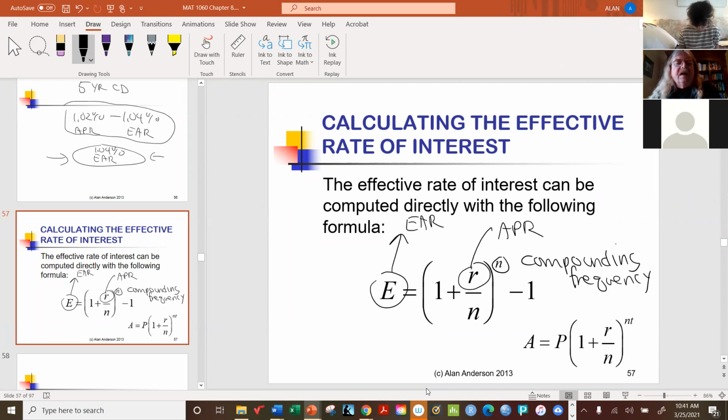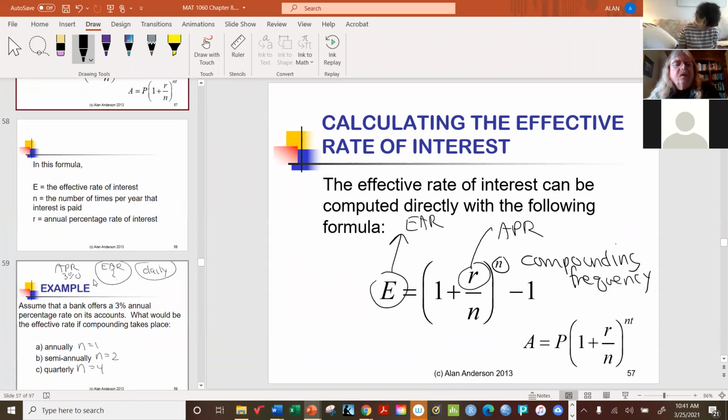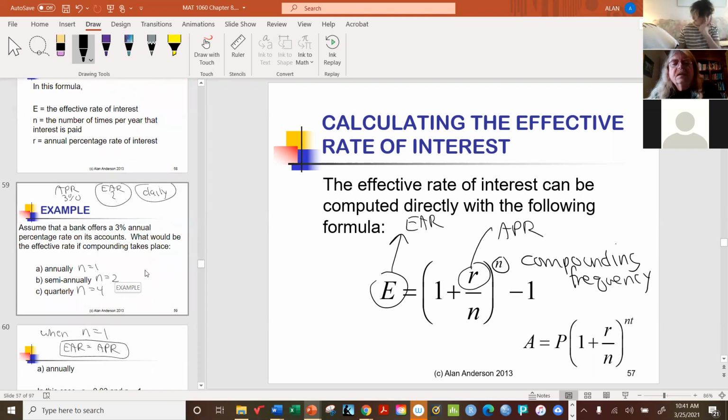All right, so I think we're ready for our first example. What we're going to do is assume that we are going to visit a bank that has an APR of 3%. And we're going to calculate what the EAR would be based on different assumptions about the compounding frequency.